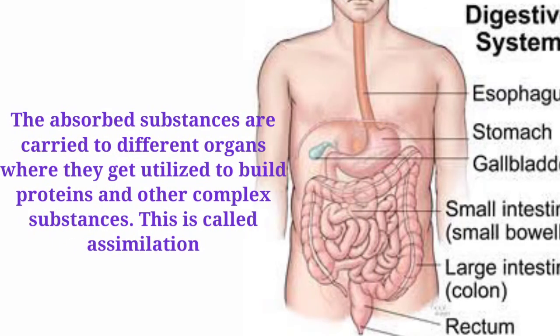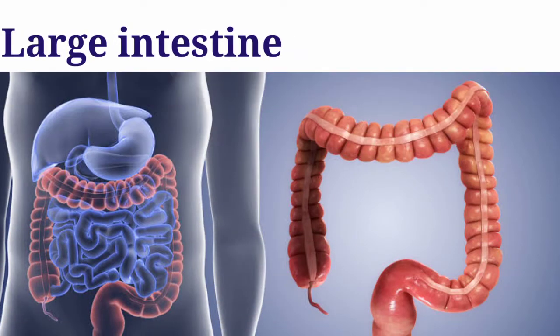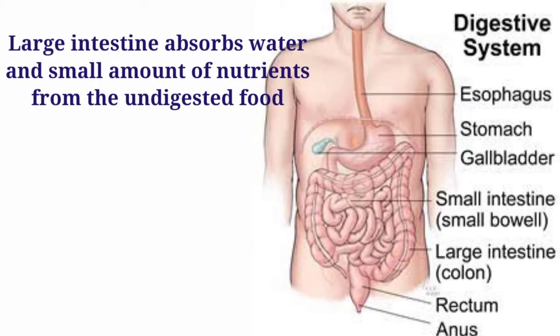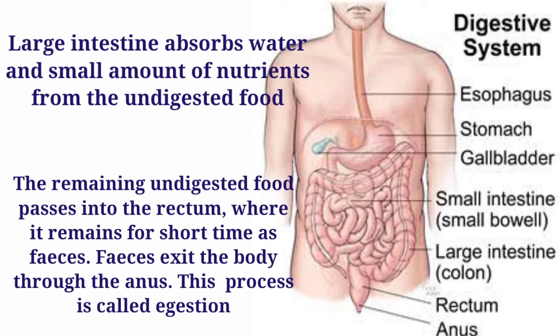The absorbed substances are carried to different organs where they get utilized to build proteins and other complex substances, and this is called assimilation. After all the useful and digestible nutrients have been absorbed during the digestive process, a mixture of water and indigestible waste such as fiber remains. Now the large intestine absorbs water and a small amount of nutrients from the undigested food, and the remaining undigested food passes into the rectum, where it remains for a short time as semi-solid feces.